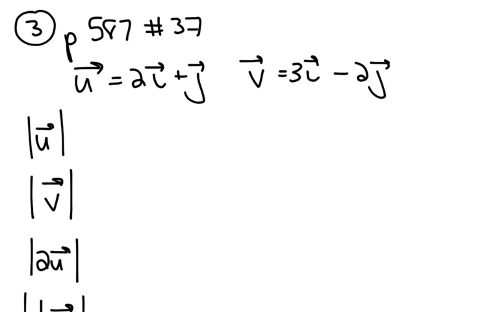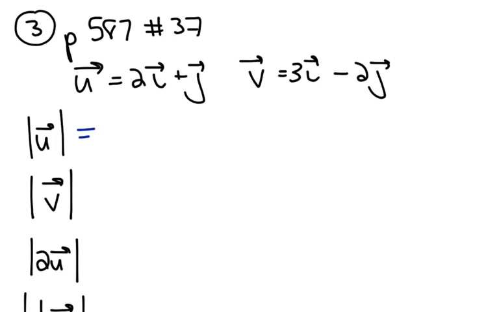When you see what look like absolute value bars around a vector, it's not really the absolute value. It's the magnitude, it's the length. And finding the magnitude is very easy. So on page 587, number 37, vector u is 2i plus j. Vector v is 3i minus 2j.